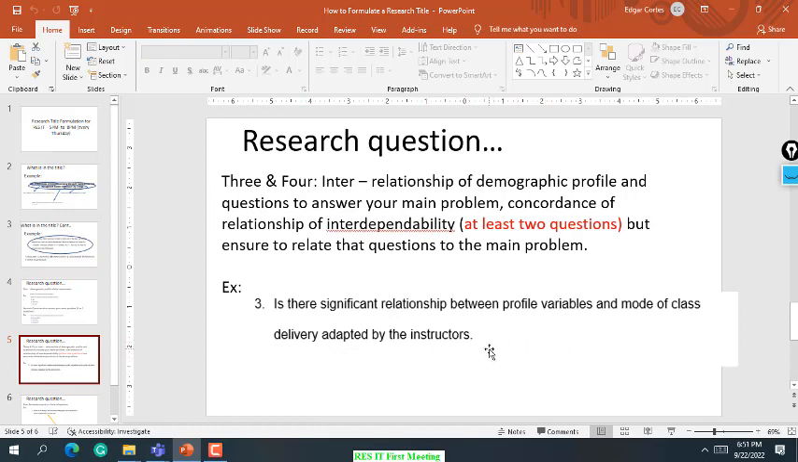For example, age, gender, year level, so those are demographic variables. Okay, so we need to formulate a question that somehow addresses relationships between sub problem number one, which is the demography of the respondents, and the main problem. So in practice, there are two questions on this. So this is also our practice here in Mandawi City College.